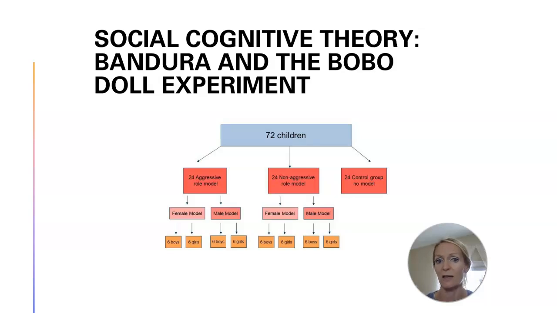Even if they're just watching, they can kind of internalize that and then display it at a later time, whereas those who saw the non-aggressive role model or were in the control group did not show levels of aggression or even new ways of showing aggression with that doll.